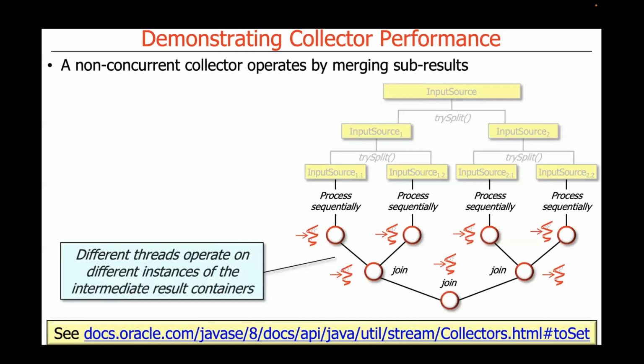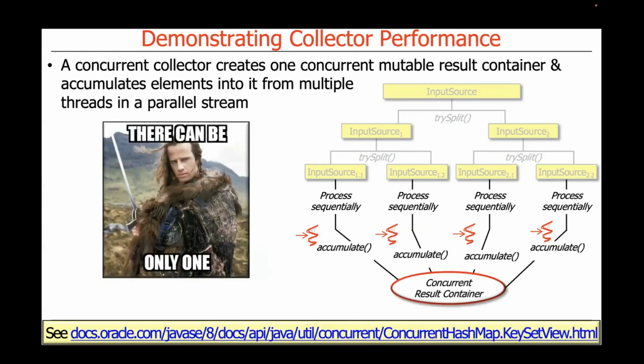Remember that non-concurrent collectors operate by merging subresults. Different threads operate on different instances of these intermediate result containers. So if you've got a non-concurrent collector, then whatever type of mutable result container you have, be it a list or a set or whatnot, each thread will collect into a subset of the list or the set or the map. And then as the joining takes place, those sets will be merged together.